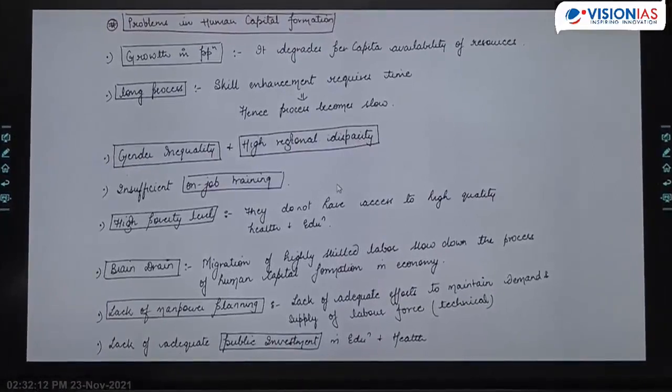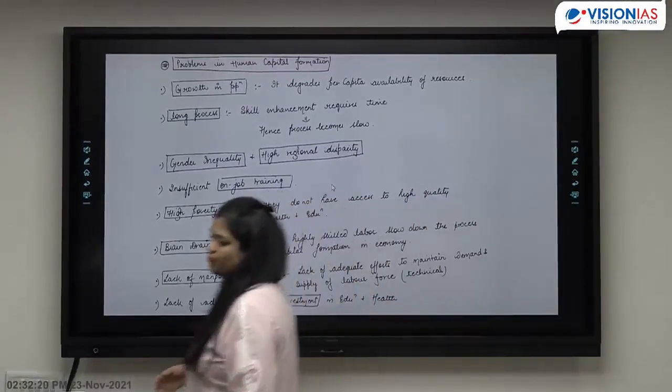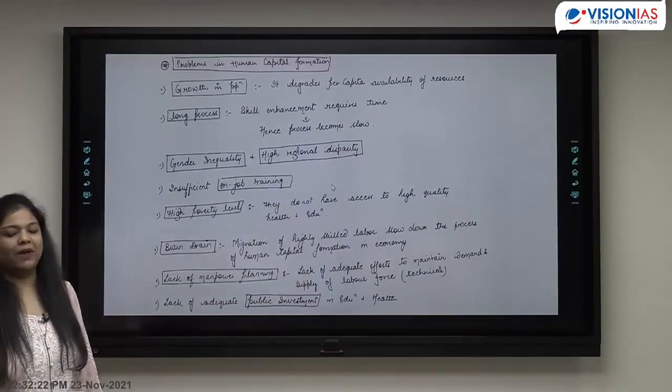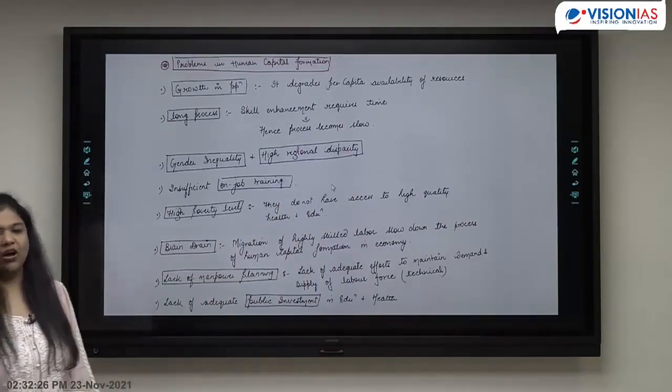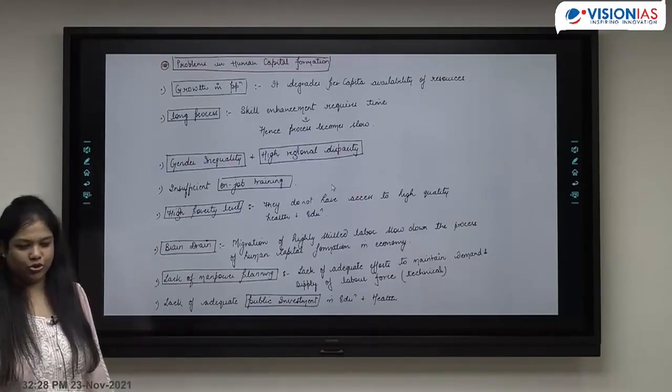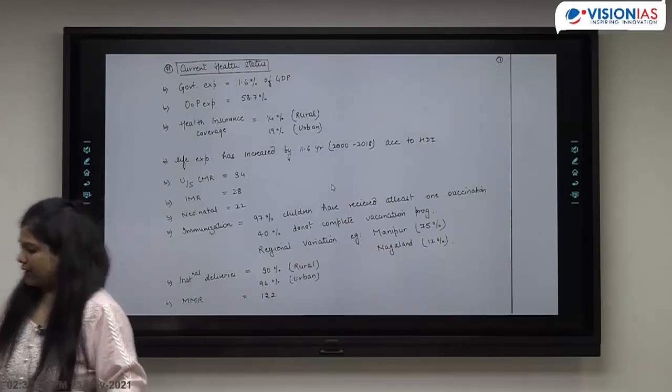Then proper manpower planning नहीं है इंडिया में, proper public investment नहीं है. बस अभी next topic हम जो पढ़ेंगे that is health and education only. So there has not been proper investment with respect to health and education. So इन्हीं सब problems का जो solution होगा that would be the conclusion. Let's very quickly come down to the topic of health.